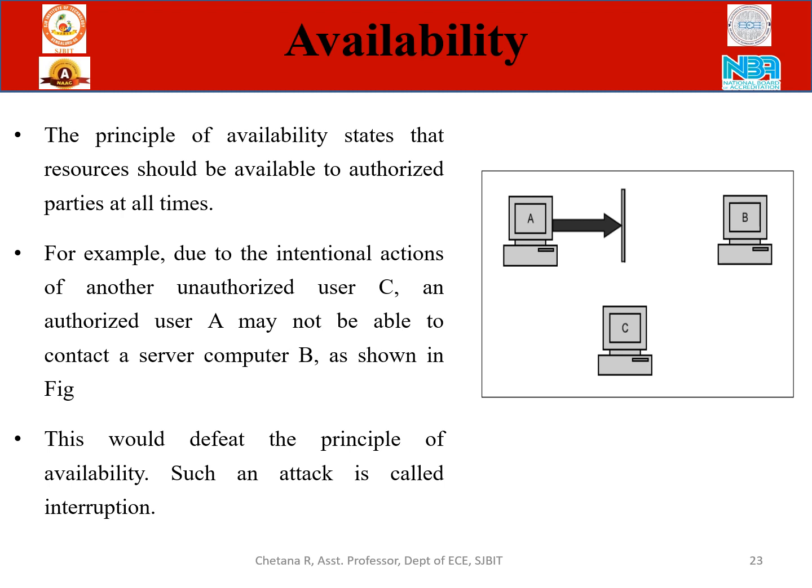You have A and B. A is telling some action to B, but C is restricting it. A may not be able to contact the server computer B as shown in the figure. So this is defeating the principle of availability. That means you are not able to make use of the resources. A is not able to avail the resources, and this attack is called interruption.